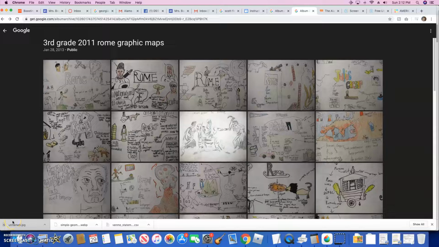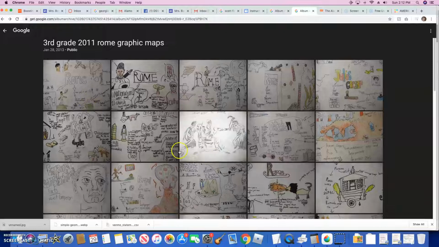Hey guys, so as part of your Alamo unit, I wanted to do an art project that has to do with graphic mind mapping. And I found some examples that kind of parallel yours. So this is third grade mind mapping, and they were talking about Rome and it had to do with battles and things. And so I thought that would work well as an example for the Battle of the Alamo that you guys are going to be doing.